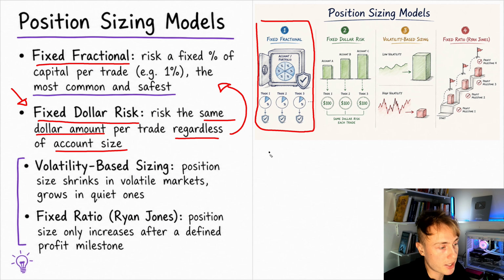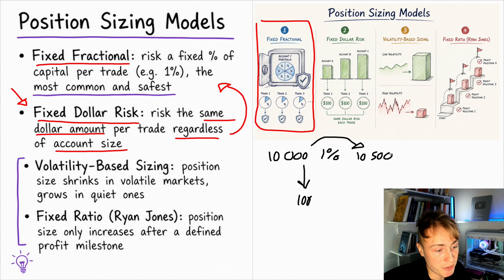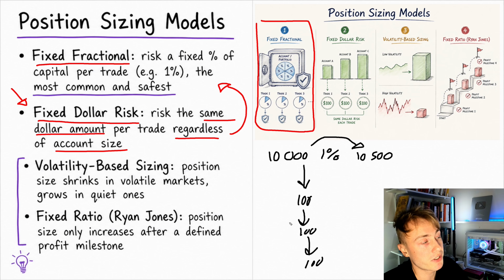So let's use the same example as before. You have an account size of 10,000, you have a position size of 1%, which means that you risk 100. If you use this combined method, your account might change a little bit. It might, for example, change from 10,000 to, let's say, 10,500 from one day to another. But to keep it simple, you can still risk 100 and 100 again until you recalculate your fixed fractional.